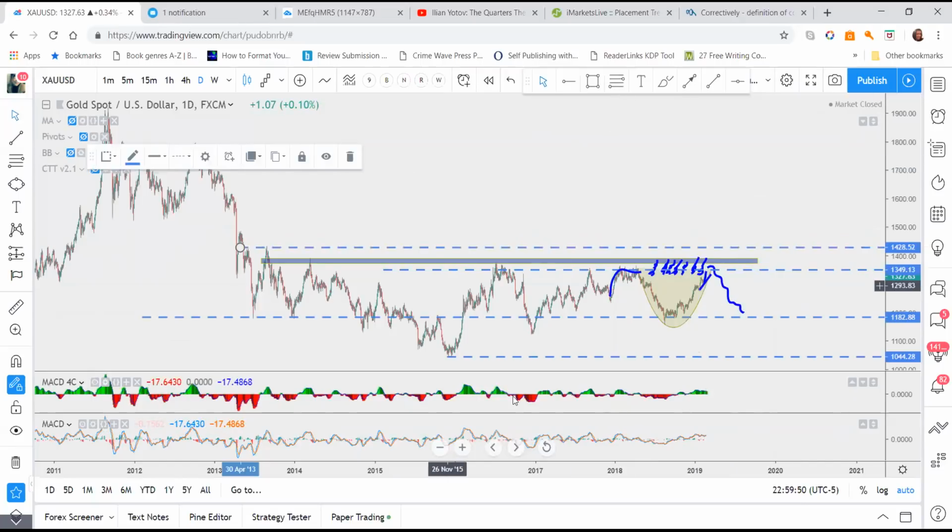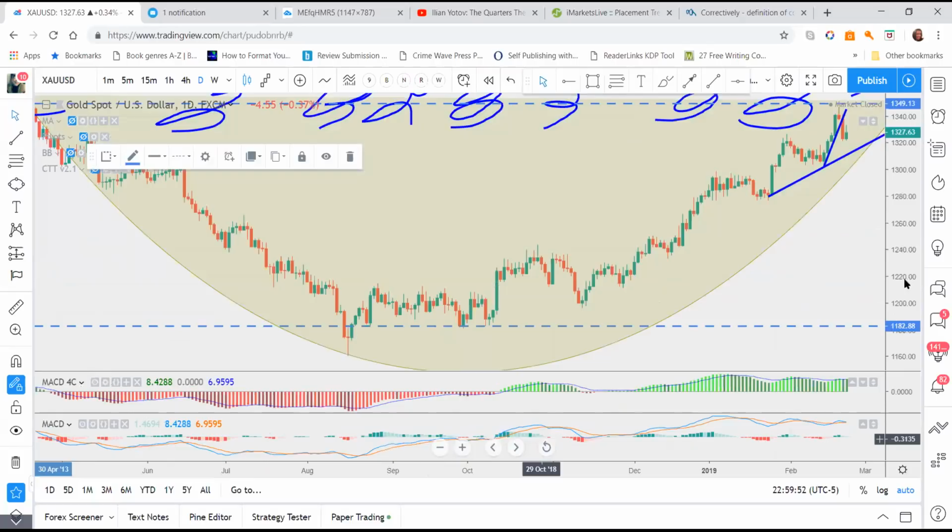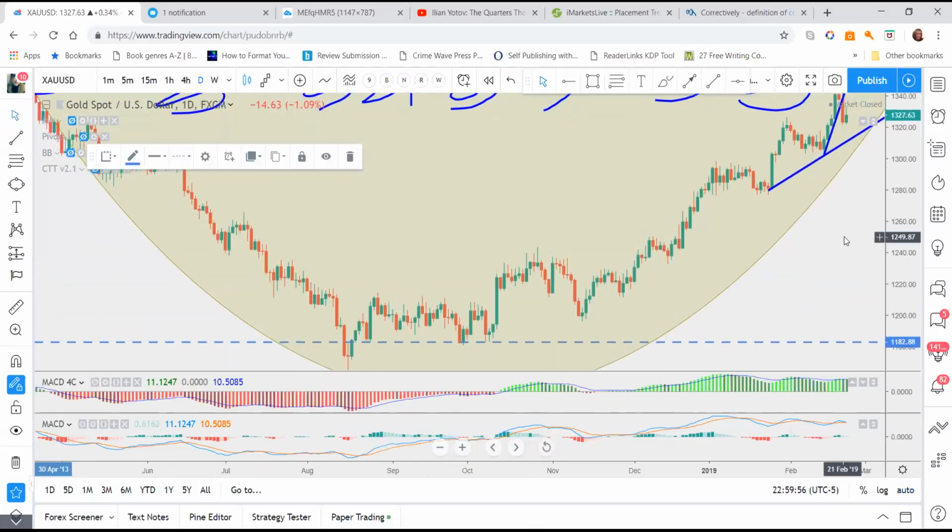All right, pour me some of those pips. Pour me some pips, baby. What did you have for breakfast? I had pips. What did you have?